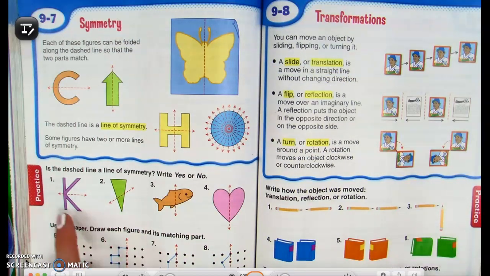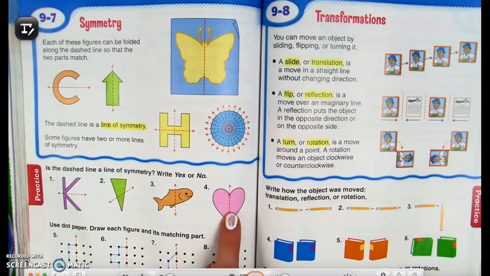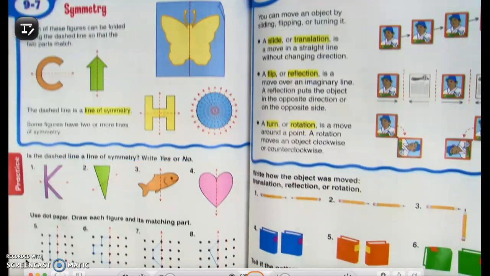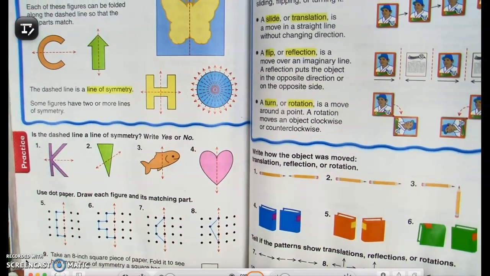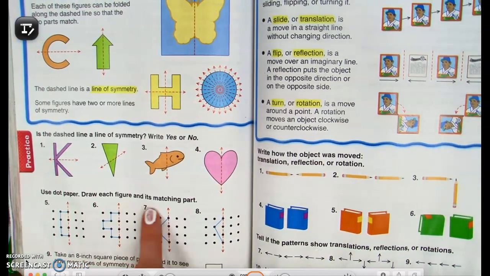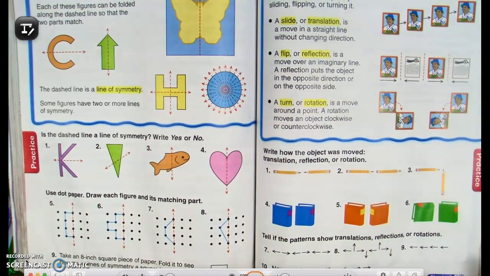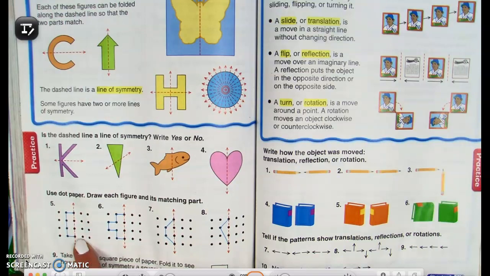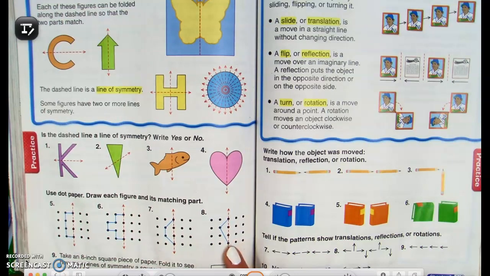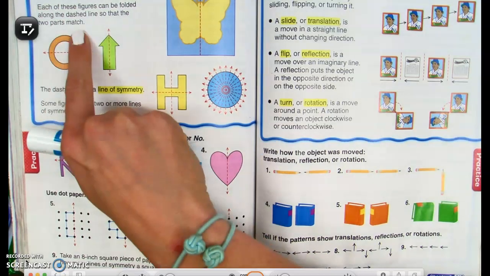What you are going to do here on 1 through 4 is write yes or no whether or not the dashed line is a line of symmetry. And then on 5 through 8, you are actually going to draw each figure and its matching part. So here we have the rectangle, but you need to make it symmetrical by drawing the other half of it. Same thing with 6, 7, and 8. So remember, for it to be symmetrical, the two parts have to match.